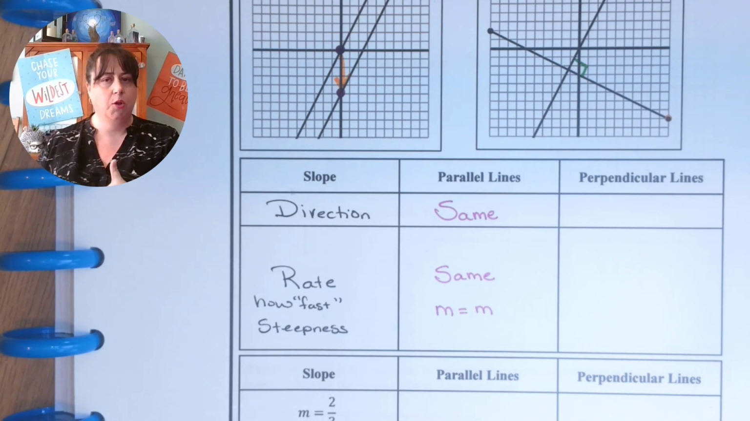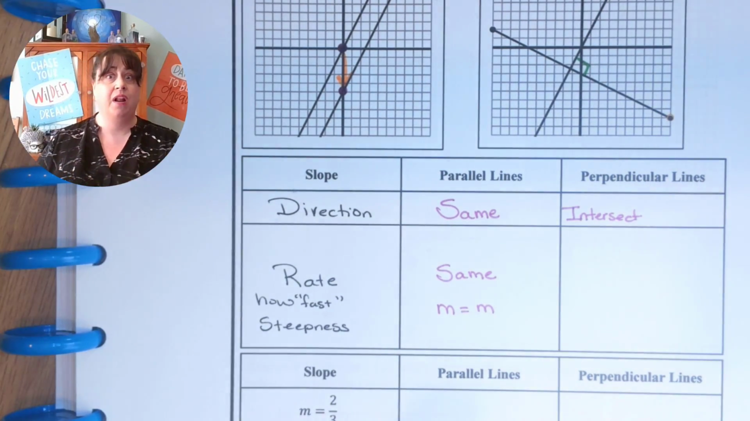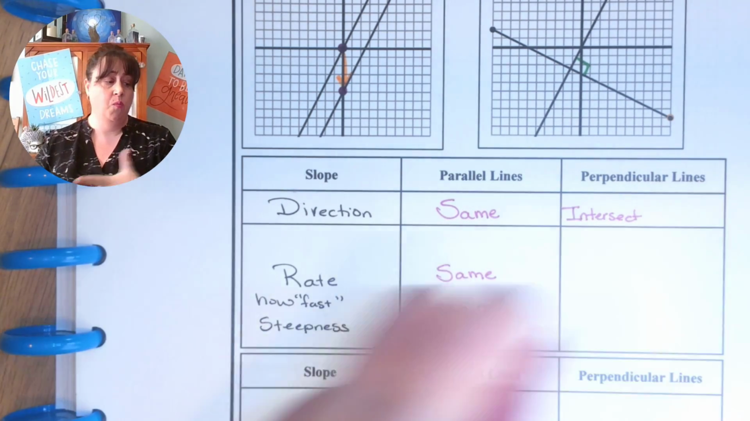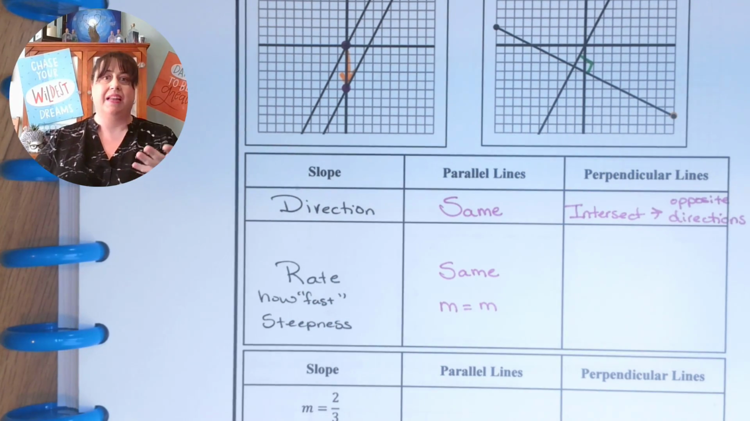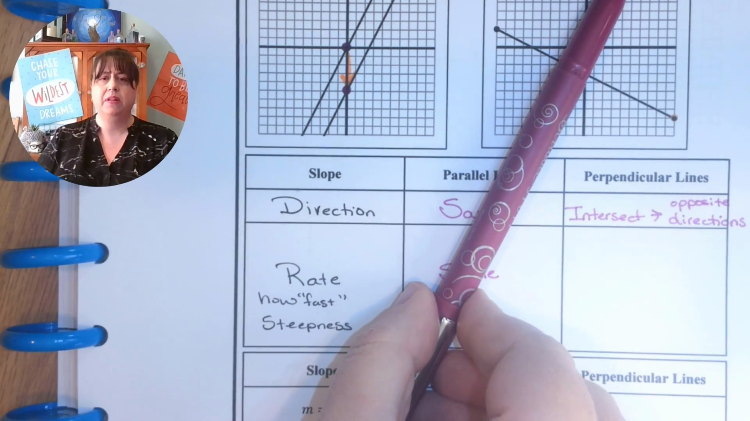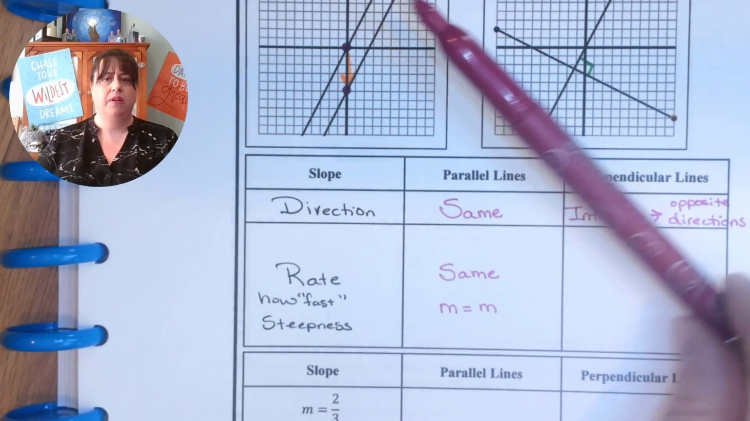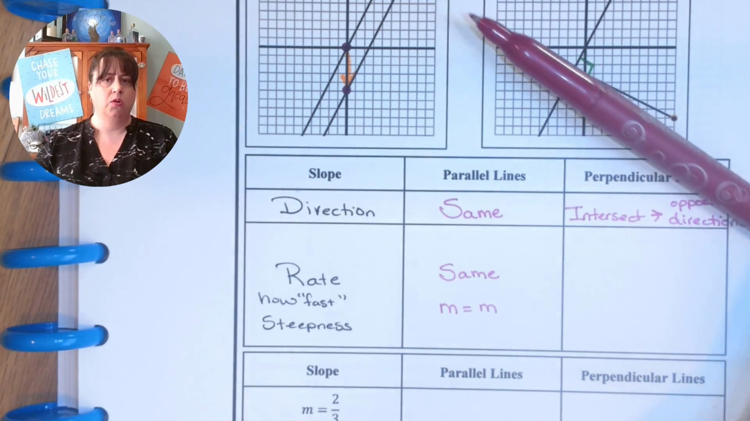Perpendicular lines is a little bit different. You can see immediately that they're not going in the same direction, okay? They have to intersect somehow. In fact, they look like they're going in opposite directions. One is positive and one is negative. And their rate is looking kind of funny too. This one looks like it's going up really, really fast. I'm not exactly sure if I'd want to climb that. Where this one looks like a much more gentler slope.